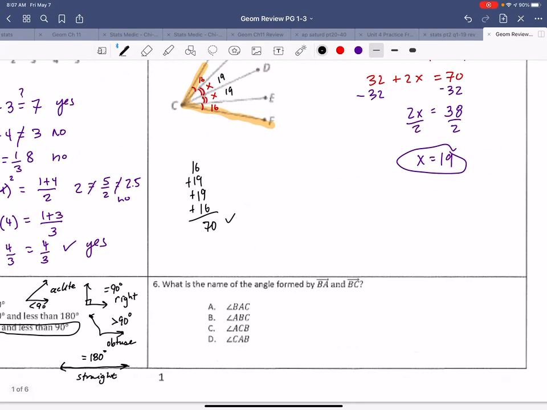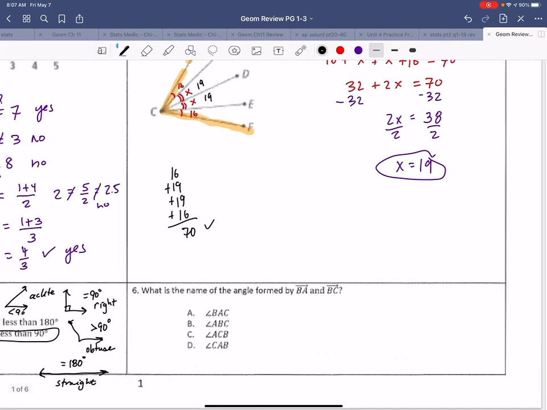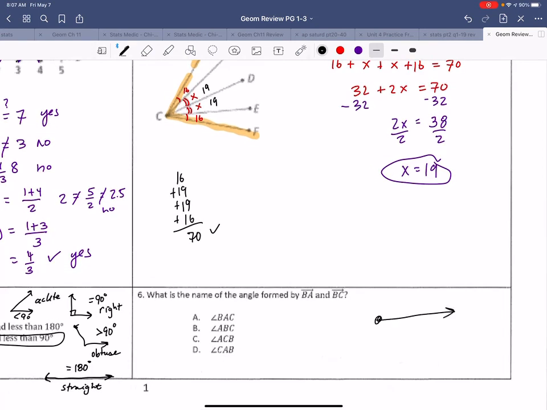Okay, name the angle formed by ray BA. So let's make a ray BA. Cool. And then another ray. So we don't know where this other ray is going. It could kind of go in any direction here, right? Who knows? It doesn't really matter, but BC is our other ray.